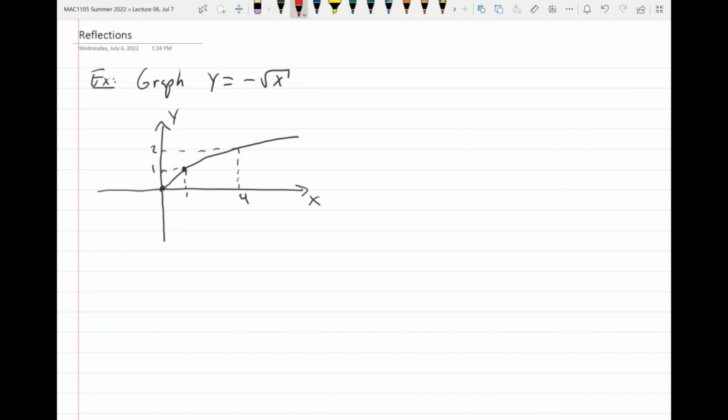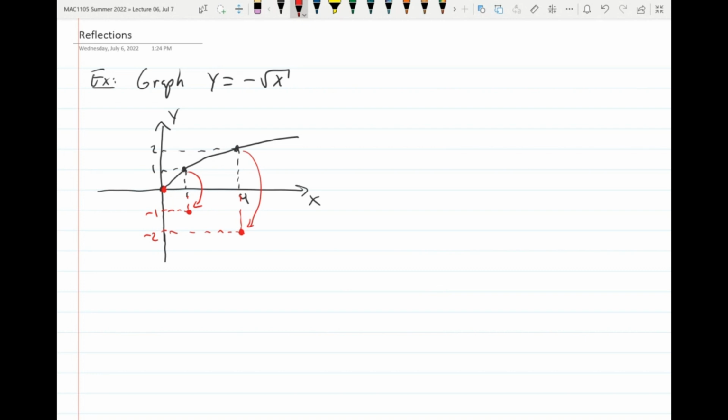And there is one point that is fixed. Any point that's on the x-axis stays there, right? Because a point on the x-axis is neither positive nor negative. The y is already 0, so that point stays there. So this point is not going to move. Then this one is going to go down here, and then (4, 2) is going to go down here. Okay? And then we're going to have exactly the same shape.